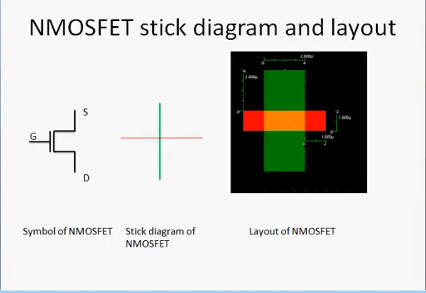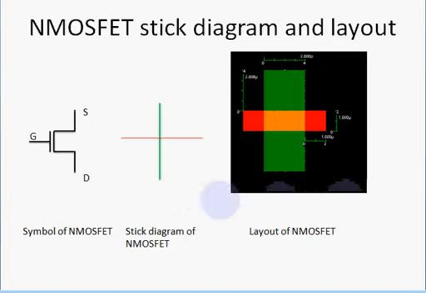Now the N MOSFET. This is the symbol for the N MOSFET, and the stick diagram for N MOSFET is very straightforward. Look here, source and drain are here, and gate is here. From source to drain I draw a vertical line in green color because it is N MOSFET, and for the gate I draw a red line horizontally. So these two lines and this simple structure represent the stick diagram for the N MOSFET.